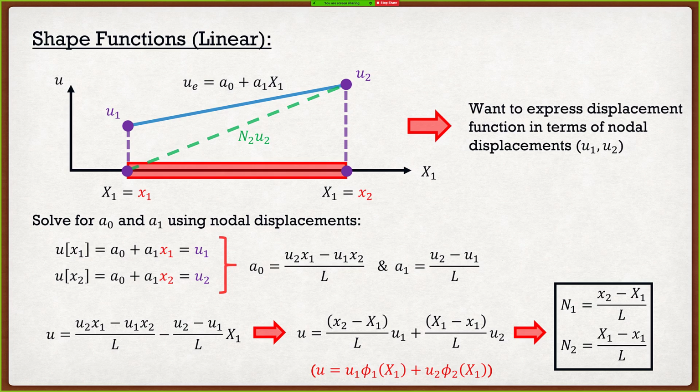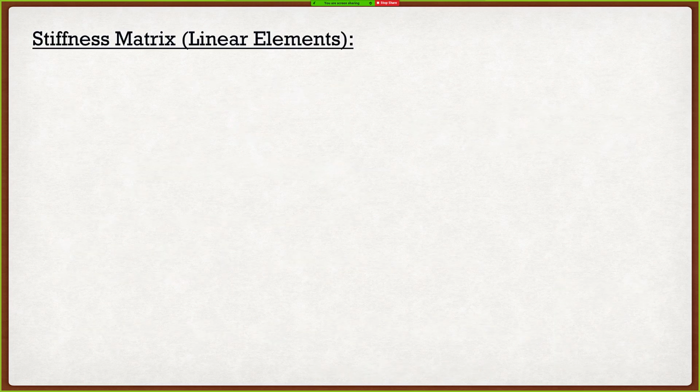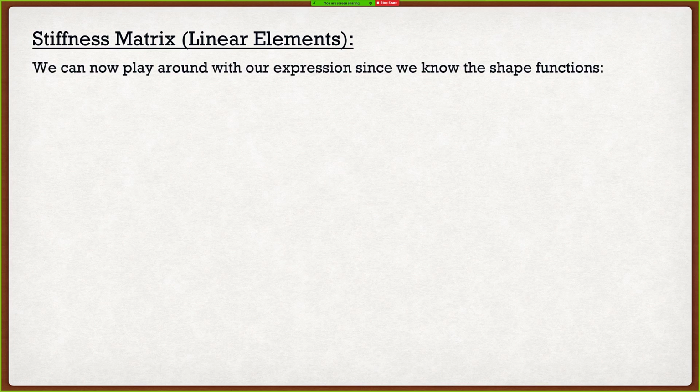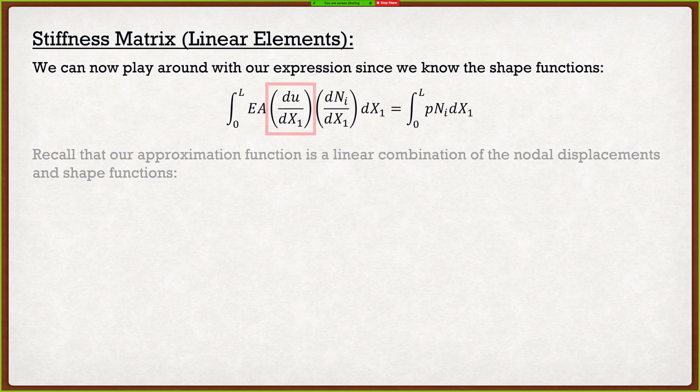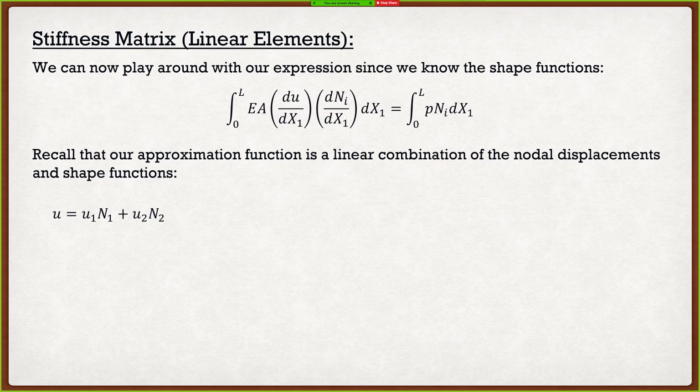So now I can figure out my stiffness matrix. How do we do this? We're simply going to play around with our expression now that we know what those shape functions are. As you remember, we left off with this expression right here, and let's look at this term: the derivative of our approximation u with respect to x1. We know this is just equal to u1 times n1 plus u2 times n2. We covered this in the previous slide. Our approximation function is equal to this.